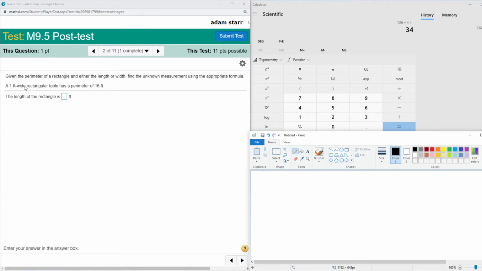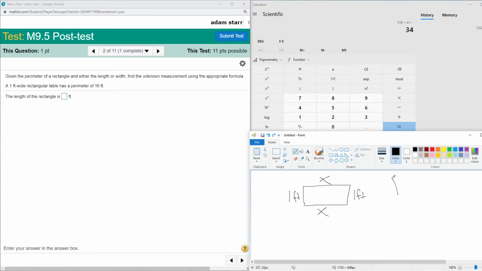Okay, this next question: given the perimeter of a rectangle and either the length or width, find the unknown measurement using the appropriate formula. We have a 1 foot wide rectangular table with a perimeter of 16 feet. So I'm going to draw a rectangle. I know it's 1 foot wide, so here's the width, this is 1 foot. But if this is 1 foot, this is also 1 foot. And I do not know what the length is, so I'm going to call that x and this x, and they are the same length. So they're both x.